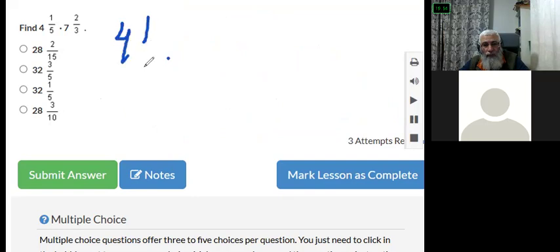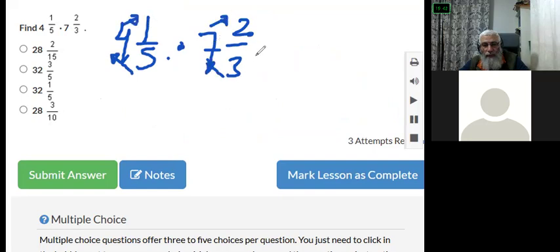Find 4. This is multiplication. This dot means multiplication. We cannot multiply. We have to make this an improper fraction and this an improper fraction. So how to do this?